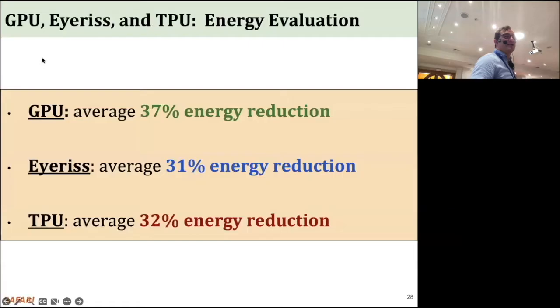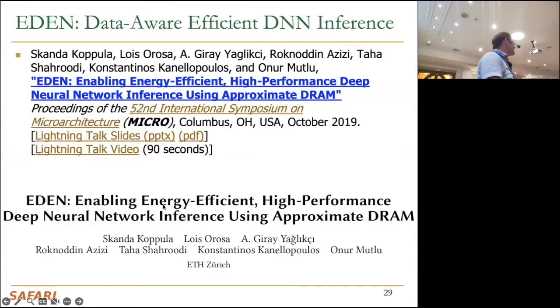Okay, and we evaluate on GPUs and specialized machine learning accelerators and also TPUs, and we see similar energy reductions as you can see over here. And again, this is the paper. I wanted to give this to you as an example because this is another example of heterogeneous memory that could be used to accelerate machine learning. While accelerating it, you also make it more energy efficient.